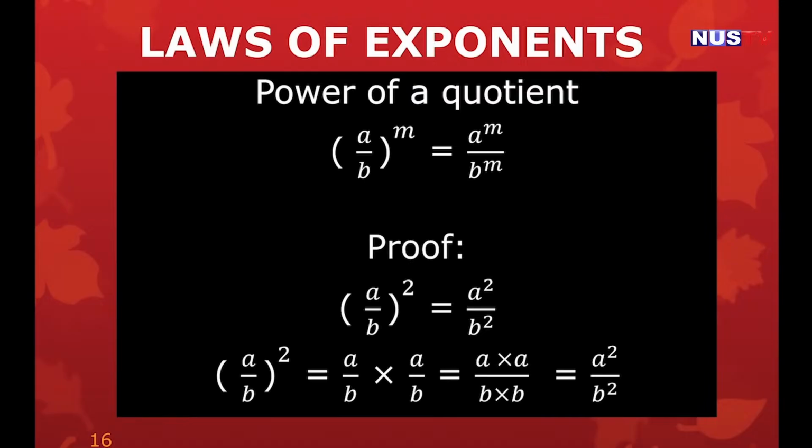Where did this come from? A over b bracket power of 2 means you are multiplying a divided over b twice. That means you have on the top a multiplied by a, and in the denominator you have b times b. And you know from your basic mathematics and multiplication, a times a is a squared, b times b is b squared.